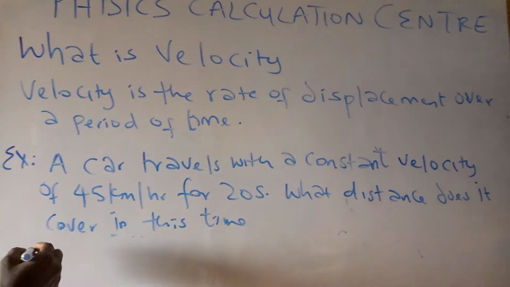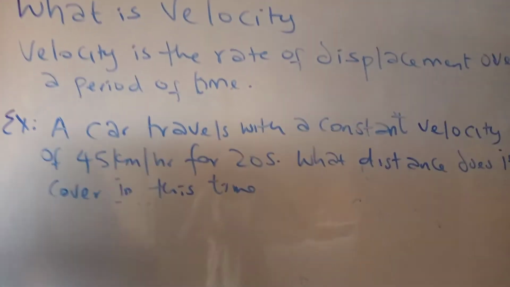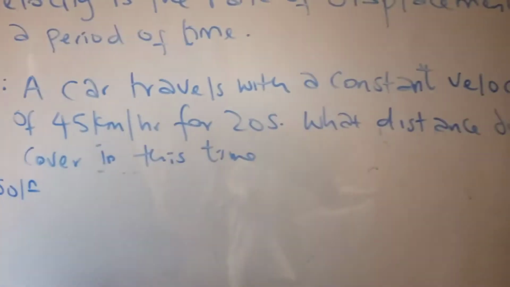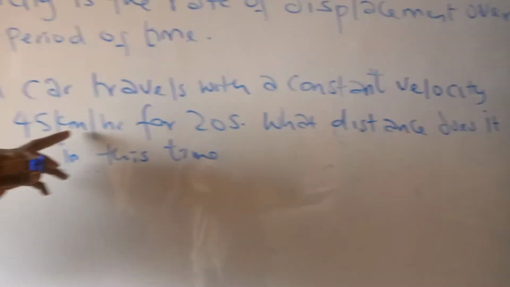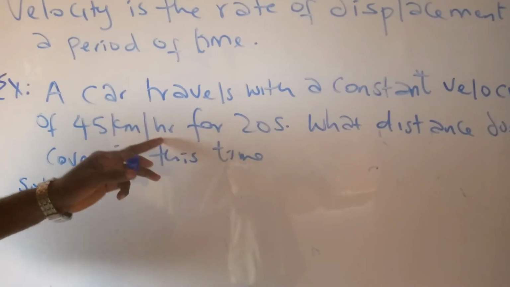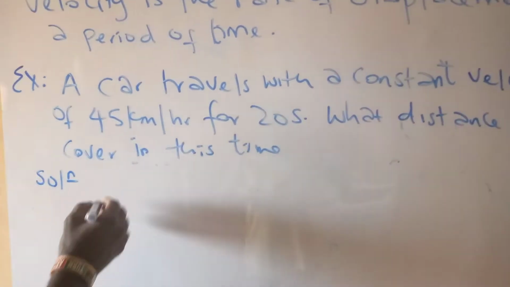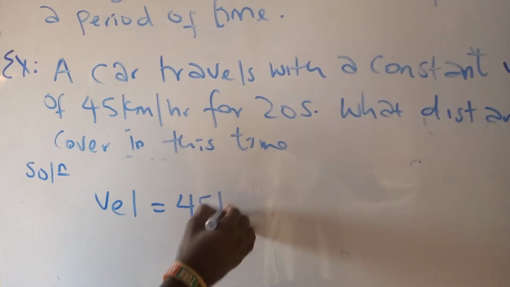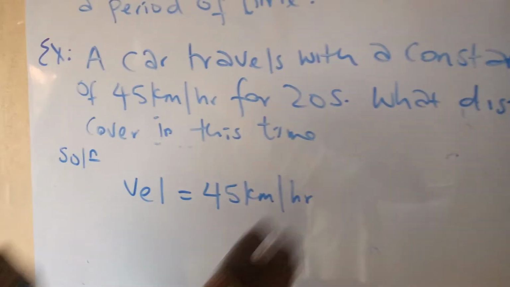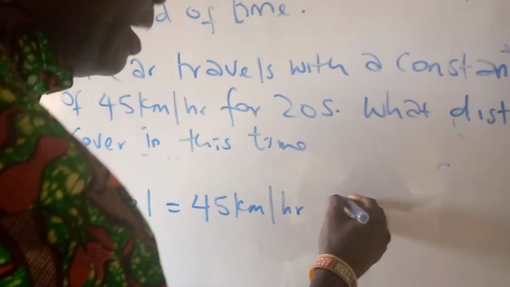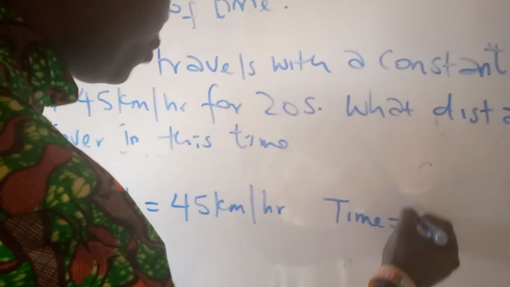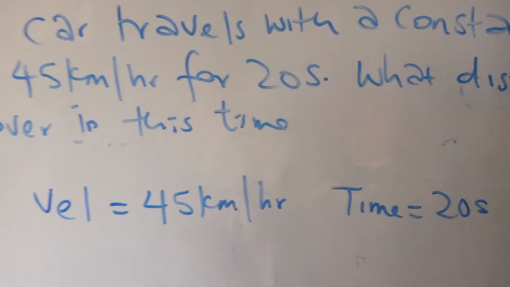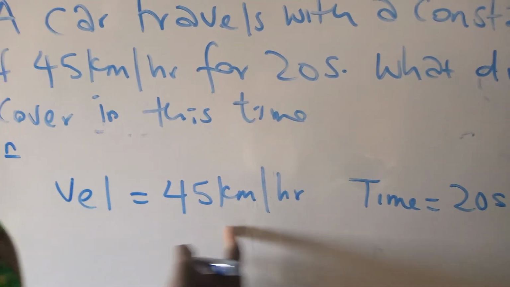Now, I told you the first thing you write in physics is the parameters. What parameters do we have here? We have kilometer per hour. That is distance over time. It shows this is the velocity. So you write it: velocity equals 45 kilometers per hour. And we have another parameter which is time. It is very important for you to write these parameters so that you don't get them mixed up.